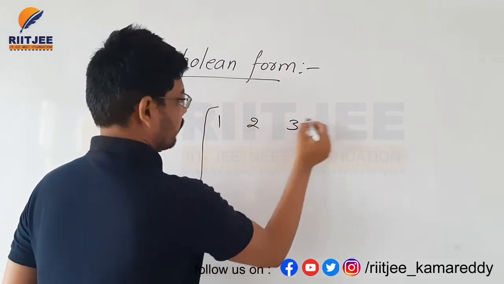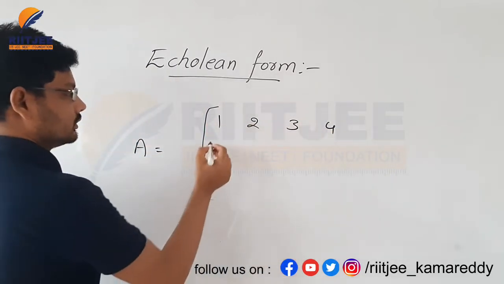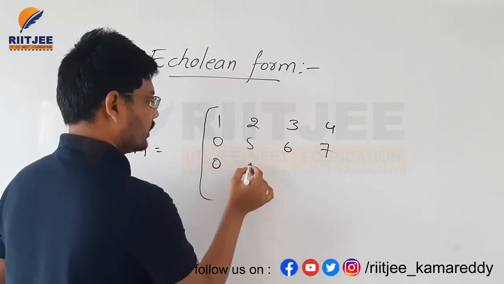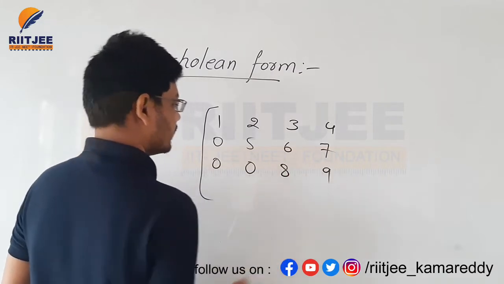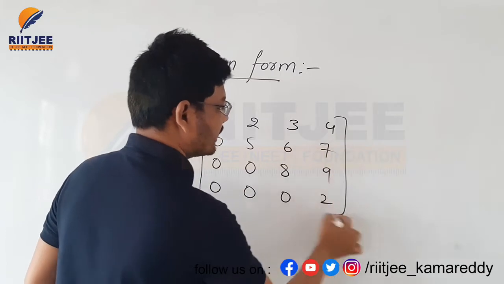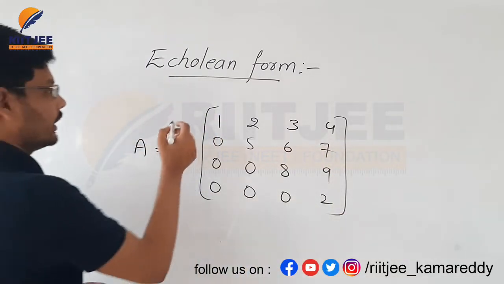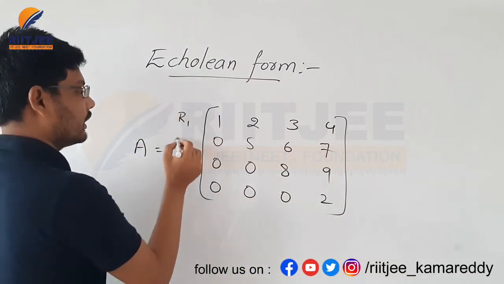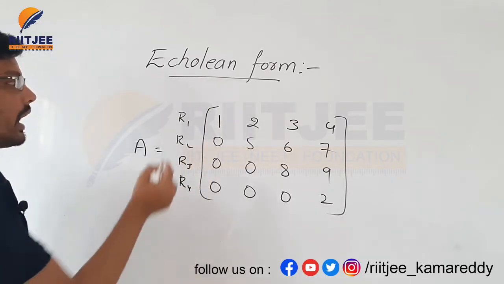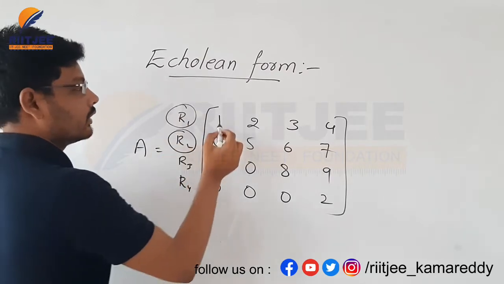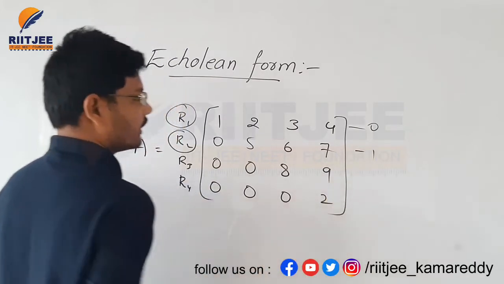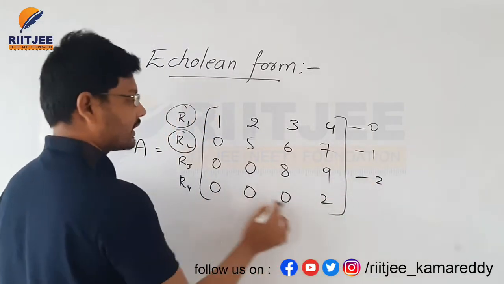1, 2, 3, 4 and 0, 5, 6, 7 and 0, 0, 8, 9 and 0, 0, 0, 2. This is the matrix I am taking. Here how many rows are there? R1, R2, R3 and R4. If we compare R1 with R2, the number of zeros here is 0 and here is 1. Here the number of zeros is 2 and here it is 3.